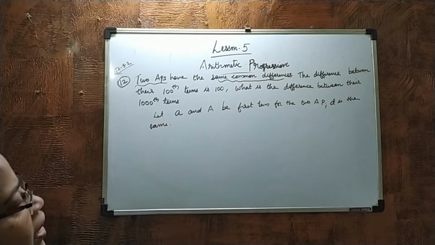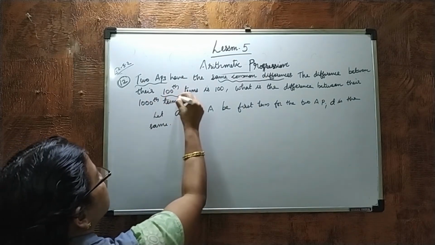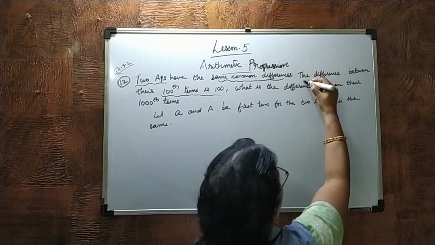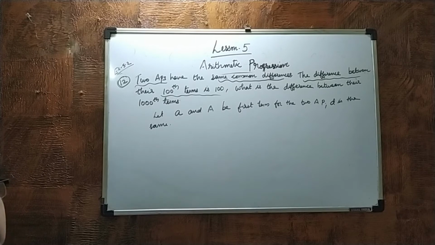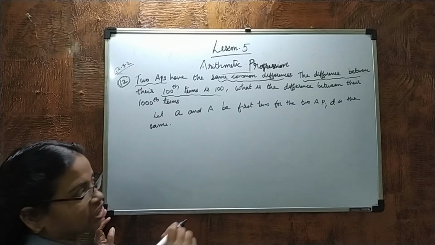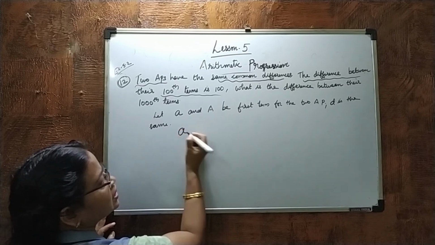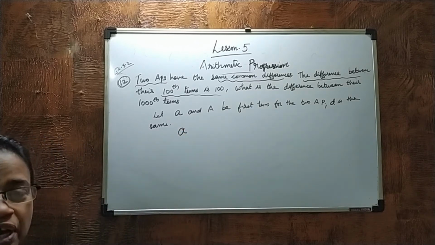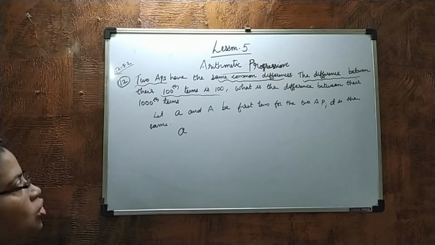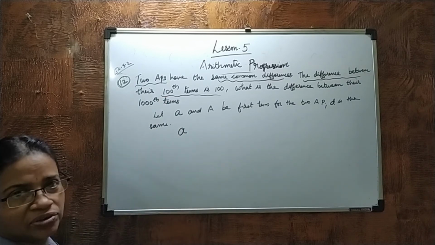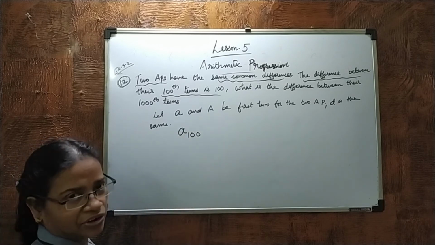Right? Then what is the next thing? The difference between their 100th terms is 100. Difference means subtraction. So for this first one, how will you find the 25th term? A25, right? Fifth term, A5, right? So 100th term means A100, right? The first AP's 100th term is small a100.